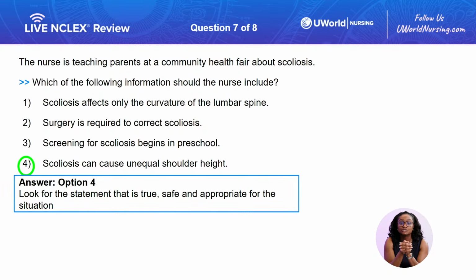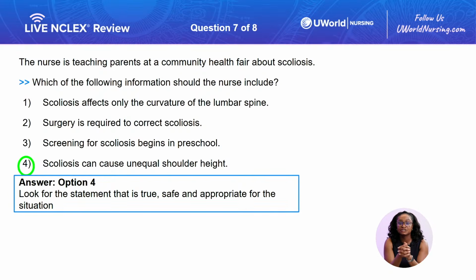Option 2, surgery is required to correct scoliosis. Required, that's that definitive word as well. It is not the only treatment plan for scoliosis. If you catch it early, those scoliosis clients could actually be put in a brace or do physical therapy and can help realign their lumbar spine. So it's not the only treatment plan. It's not required to correct scoliosis. So be very, very careful with those definitive words.